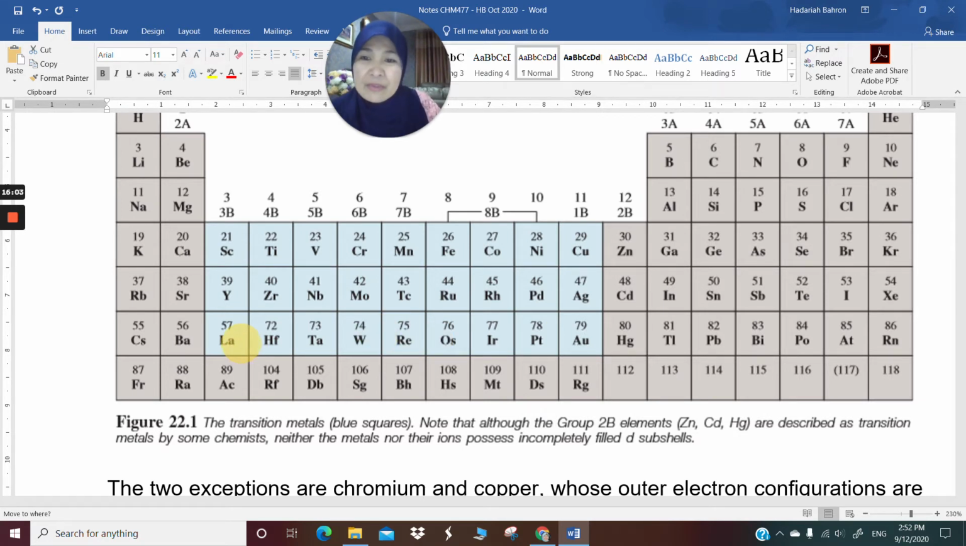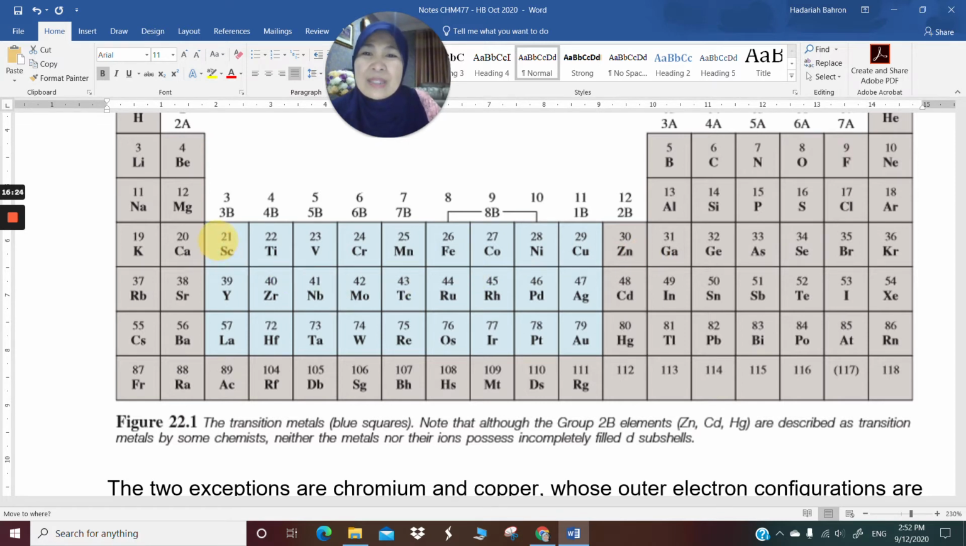So I would like all of you to make whatever you need to make, rhyme or song or pantun or whatever, so you can recall scandium, titanium, vanadium, chromium, manganese, iron, cobalt, nickel, copper, and zinc. It should be rolling off your tongue.